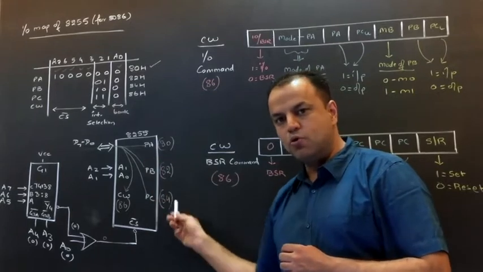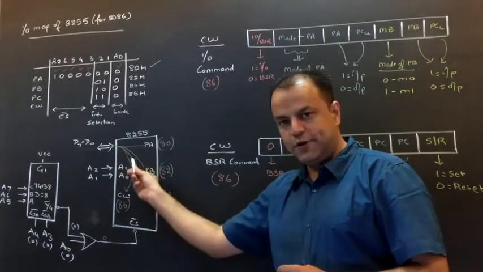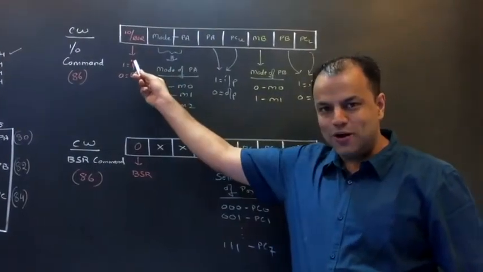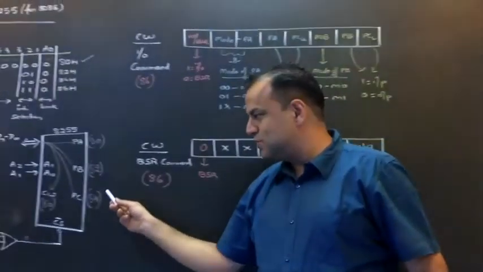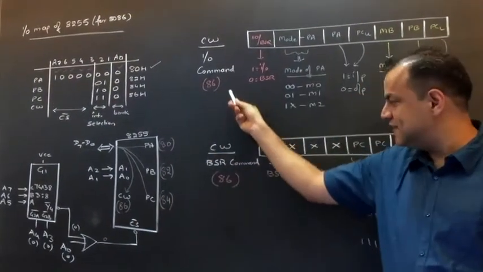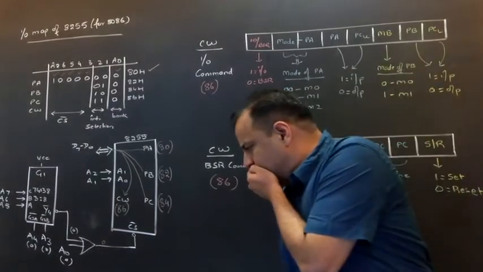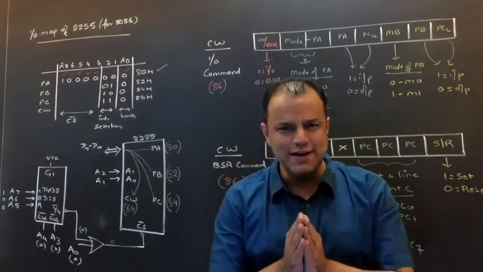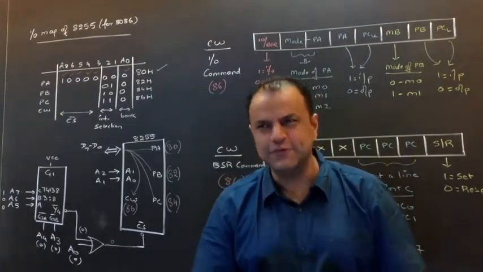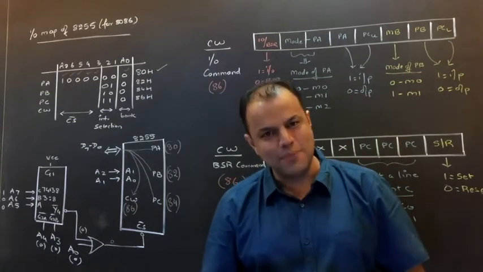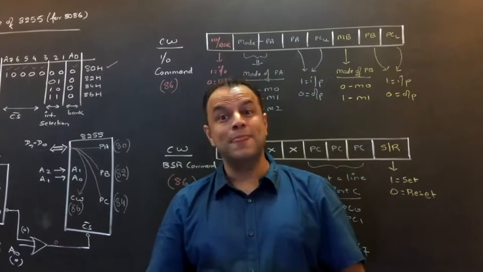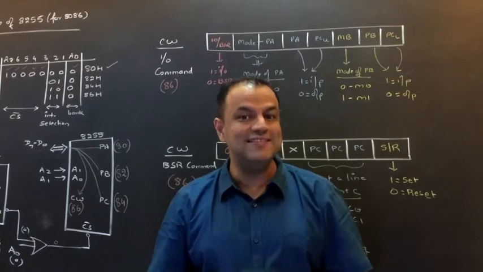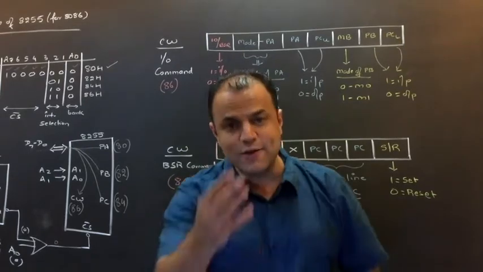What do you send to the ports? Data. What do you send to the control word? Command. These are your two commands. IO command, BSR command. Since both are commands, both will be sent to the same address, 86. So if you are 8255 and I send you something at the address 86, you know for sure that it's a command because it has come at the address 86. But you still have a question whether it is IO command or BSR command because both are sent at the same address. So how do you know whether it's IO or BSR command?